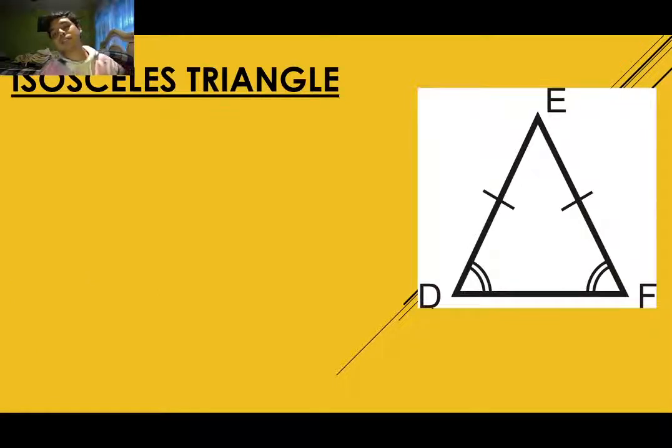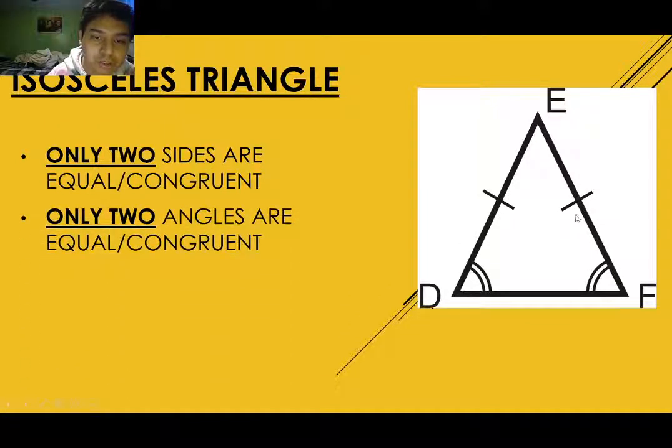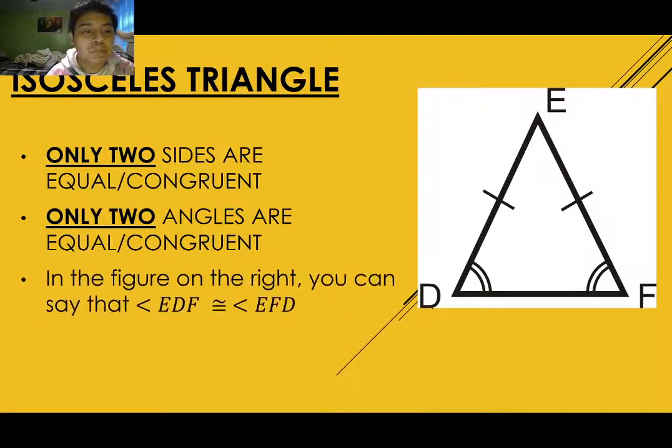The next one is an isosceles triangle. So this means that only two sides are congruent, so that means that DE is congruent to EF, and only two angles are congruent. So that means that angle EDF is congruent to angle EFD. Okay. So please remember that when you see isosceles, always think two angles and two sides congruent. As I said, you can say that angle EDF is congruent to angle EFD.